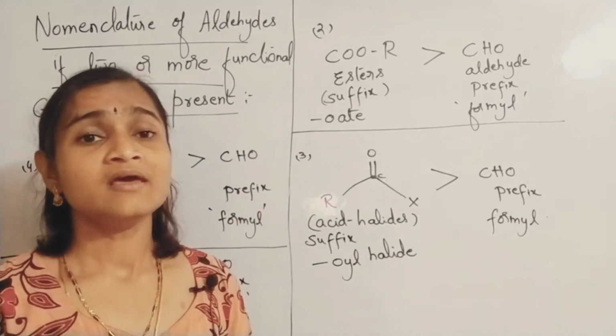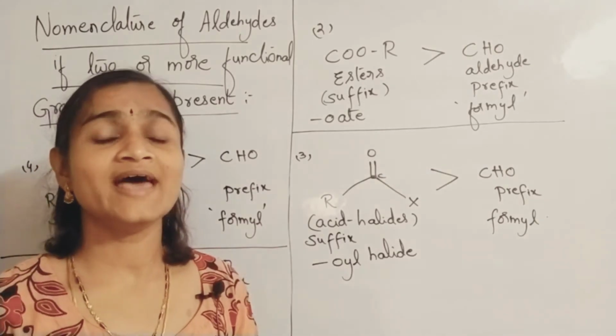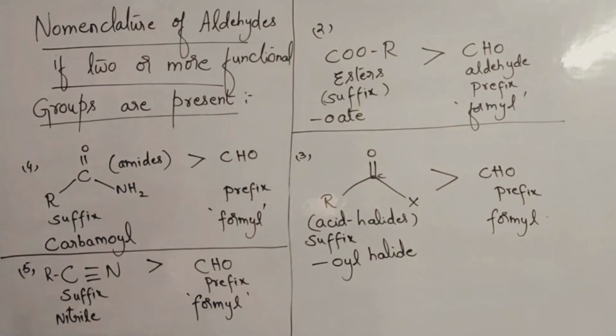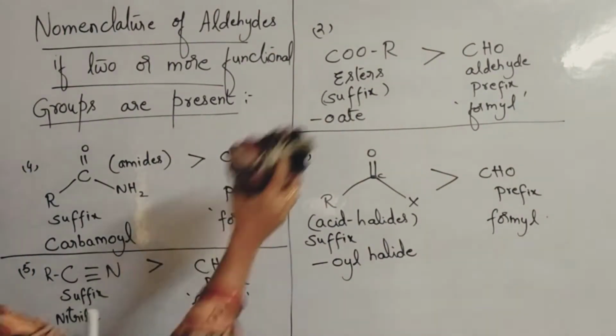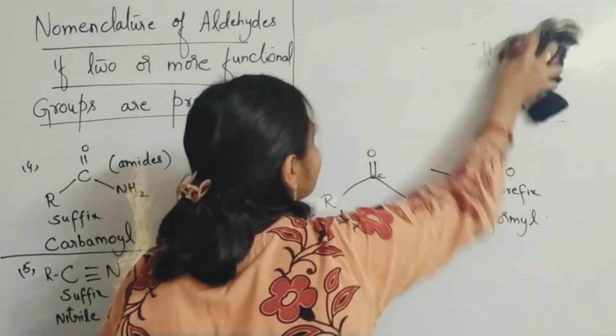Now let us see which functional groups are having less priority than what we call aldehydes. Let us see the examples for compounds which are having less priority than aldehydes.